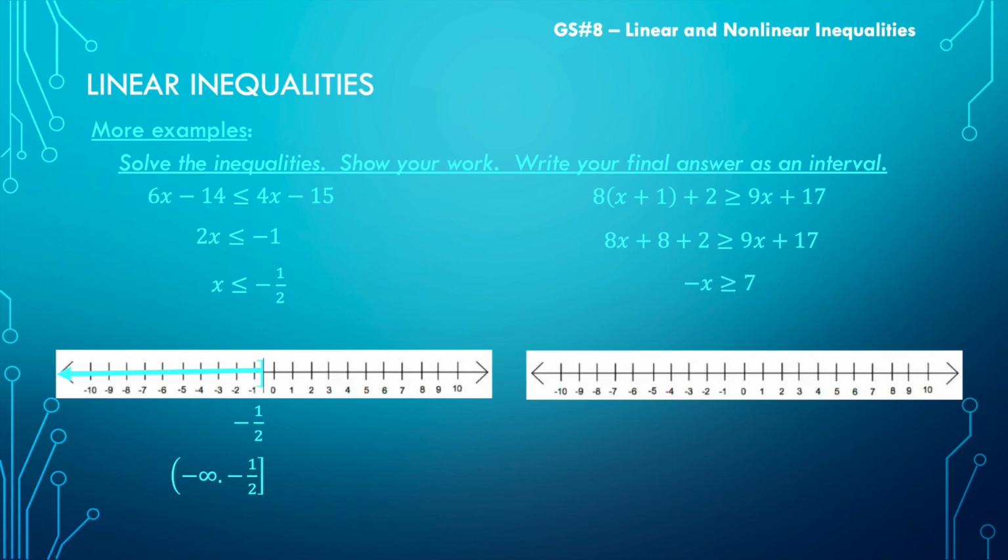I end up with -x is greater than or equal to 7. Now I want to get rid of that negative sign, so I'm going to divide this through by a -1, which means I'm going to need to flip or reverse that inequality symbol. So I'll end up with x is less than or equal to -7. So plot that -7 on the number line, and then it's going to be everything to the left of that, including the endpoint. So negative infinity to -7 with that bracketed end.